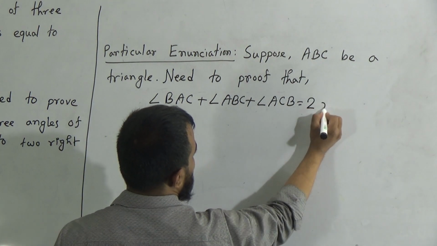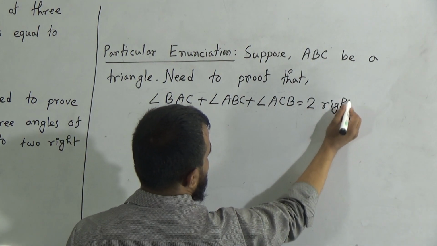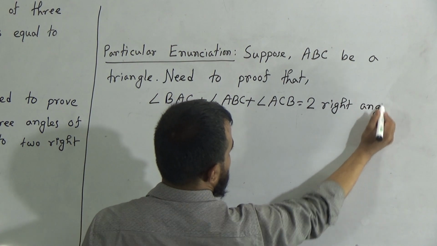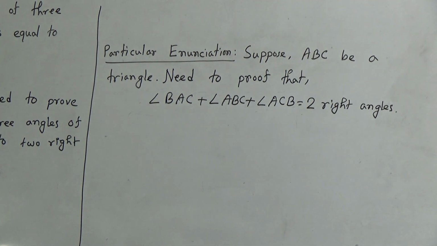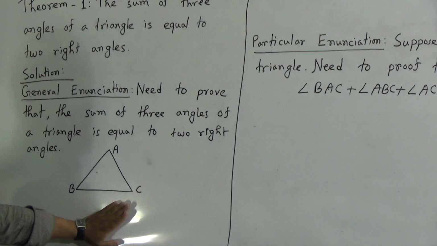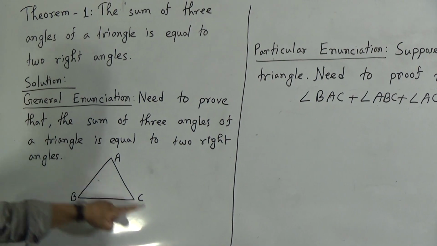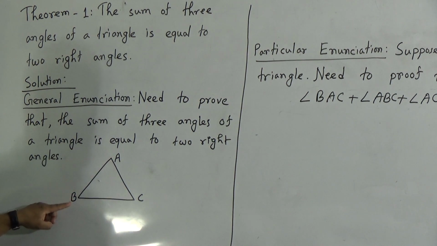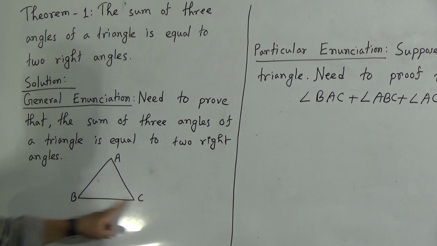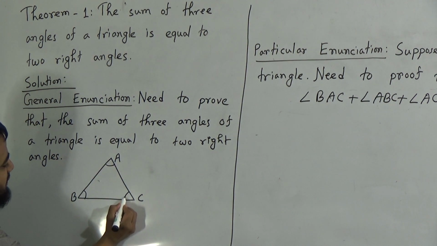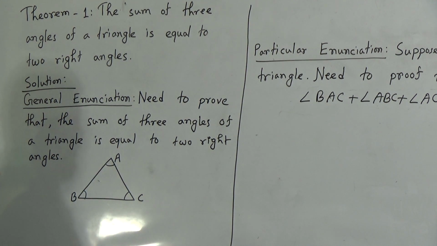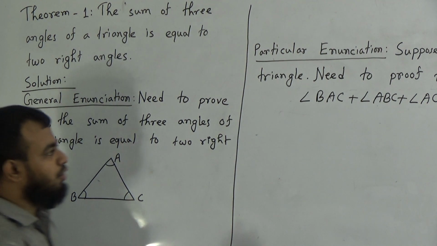From the figure we can write down ABC is a triangle and we need to prove that what? Angle BAC plus angle ABC plus angle ACB. That means in this triangle, this angle plus this angle plus this angle is equal to two right angles. We need to prove that. Okay, now construction.